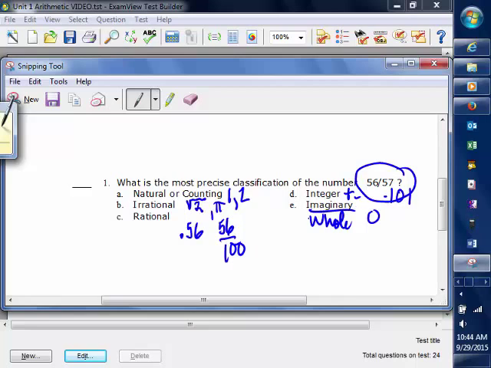And then the imaginary numbers include the square roots of negative numbers, like the square root of -6 or something like that. Okay.